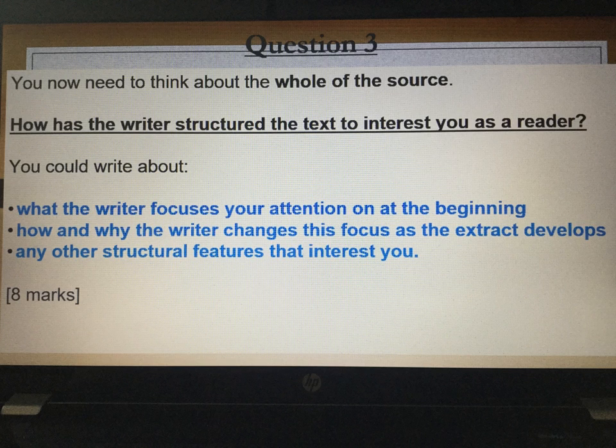You now need to think about the whole of the source. As I said at the beginning, we have to talk about the entire extract here. How has the writer structured the text to interest you as a reader? Quite general. You could write about what the writer focuses your attention on at the beginning, how and why the writer changes this focus as the extract develops, any other structural features that interest you. And it is for 8 marks. So, how has the writer structured the text to interest you as the reader?